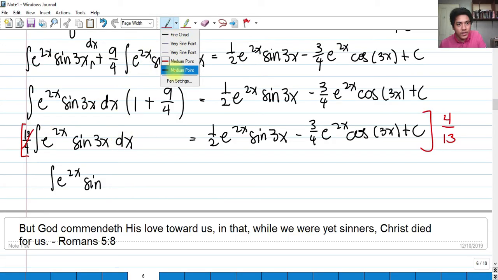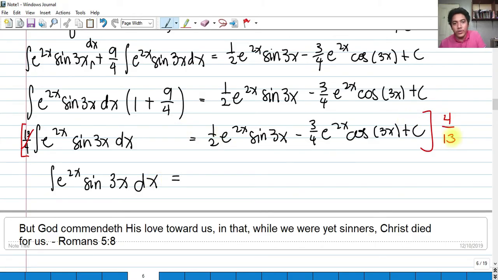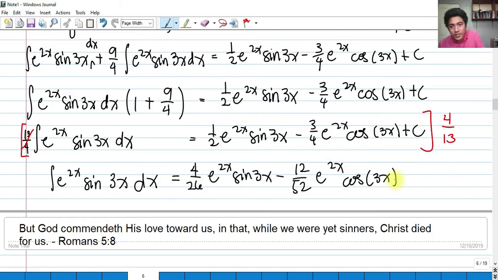So we are left on the left side of the equation with the integral of e raised to 2x sine 3x dx, which is now equal to 4 over 13 multiplied by this. So we have 4 over 26 e raised to 2x sine 3x, and negative 12 over 13 times 4. 13 times 4 is 52. e raised to 2x cosine of 3x plus, if you multiply this on the c, that is still a c.